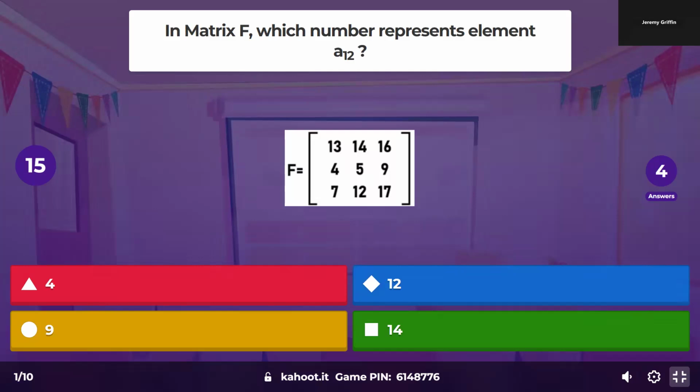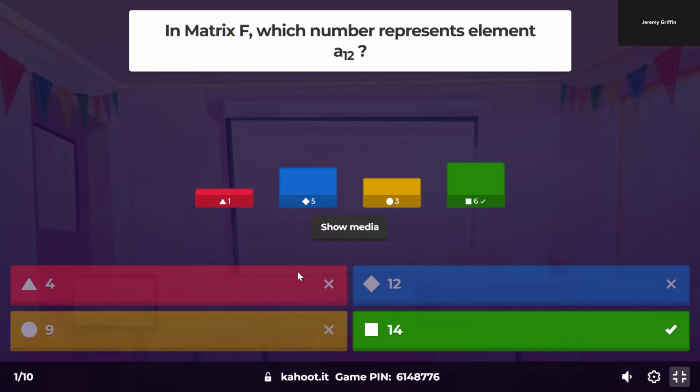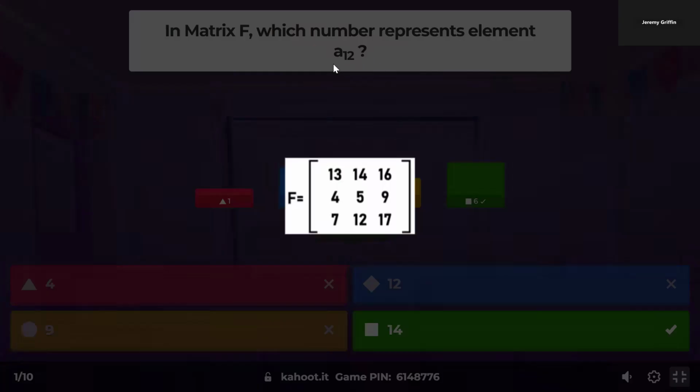Element A12. All right, let's take a look at that. How did you get it? Guys, element A12, isn't that first row, second column? All right, so you look at first row, second column. The answer is 14. First row, second column. Well, it's element 1, 2. Here, guys, let's go through these.